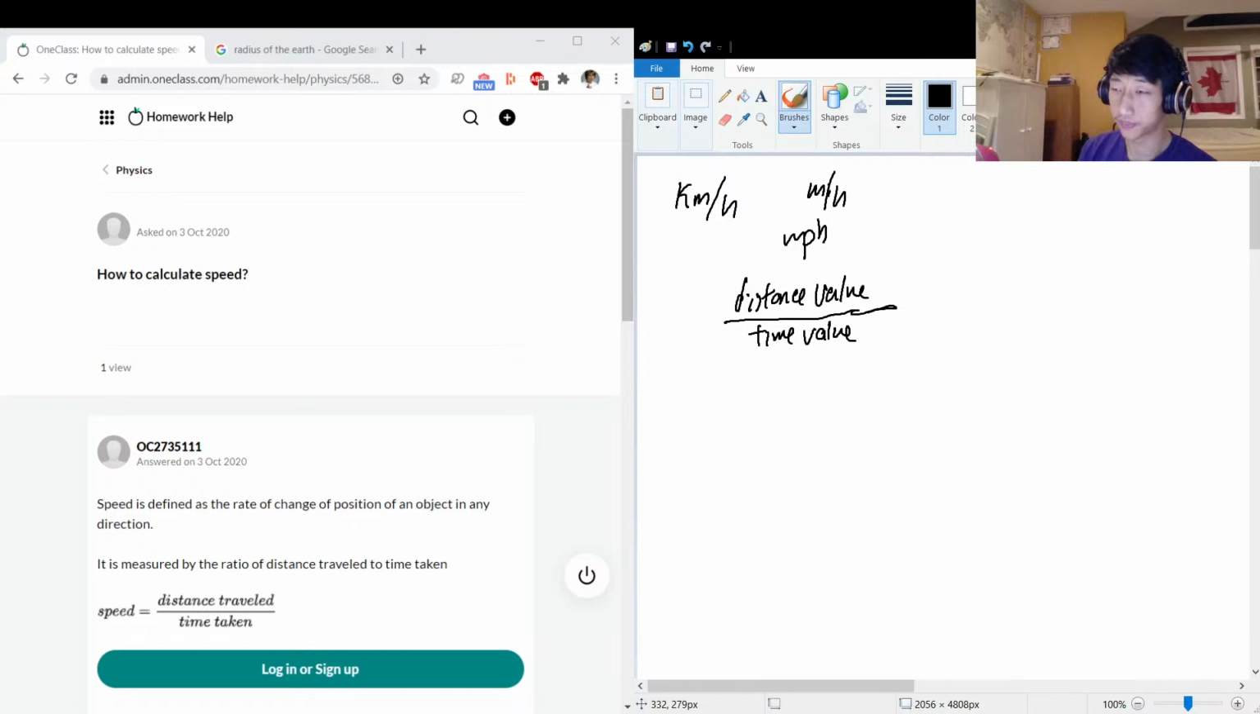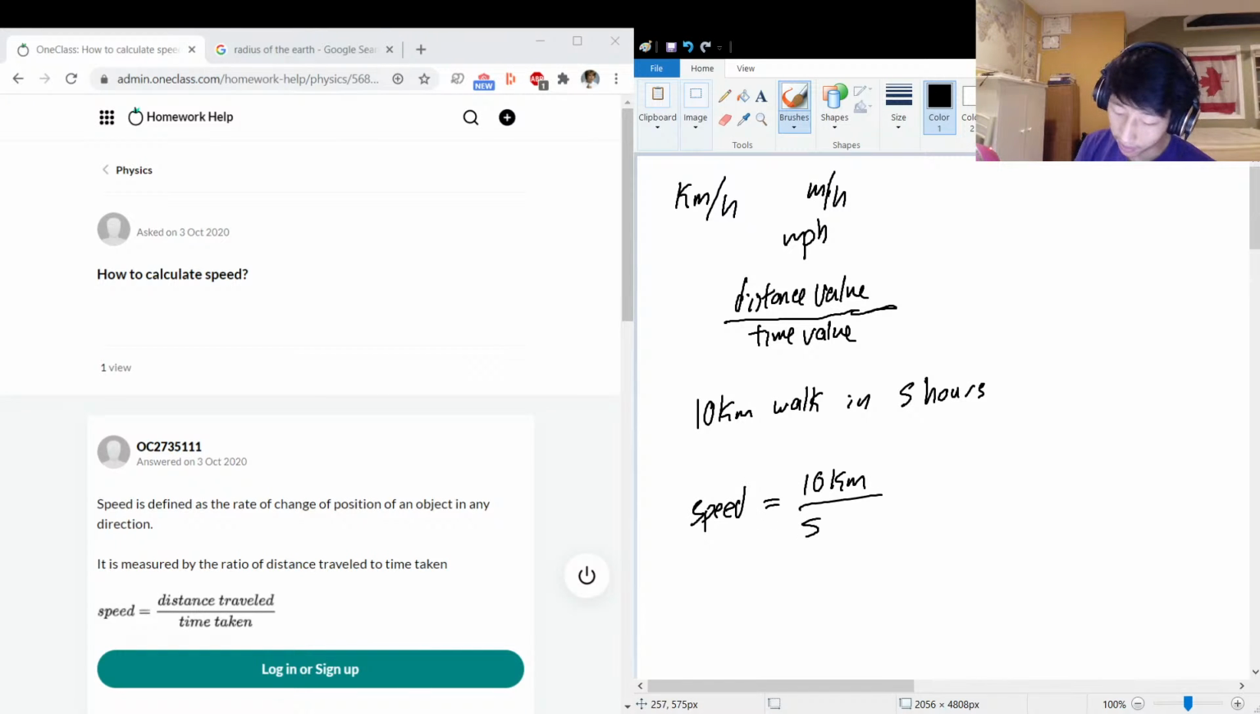Okay, so maybe for example, you're taking a walk and you walk 10 kilometers in 5 hours. You do a 10-kilometer walk in 5 hours. Maybe you're walking slowly. If you wanted to find the speed, you would just take the distance value, 10 kilometers, and divide that by the time amount, which is 5 hours.